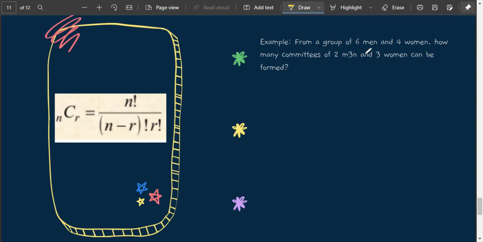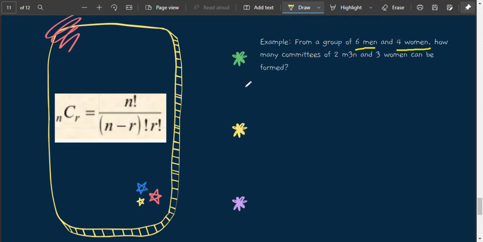From a group of 6 men and 4 women, how many committees of 2 men and 3 women can be formed? So, dito class, combination din siya kasi hindi naman kailangan ng order, pero special case. Special case siya. Bakit? From a group of 6 men and 4 women. So, yan yung pagpipilian mo. How many committees of 2 men and 3 women can be formed?